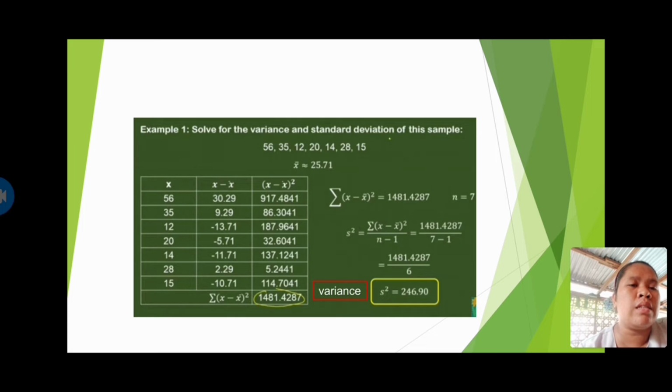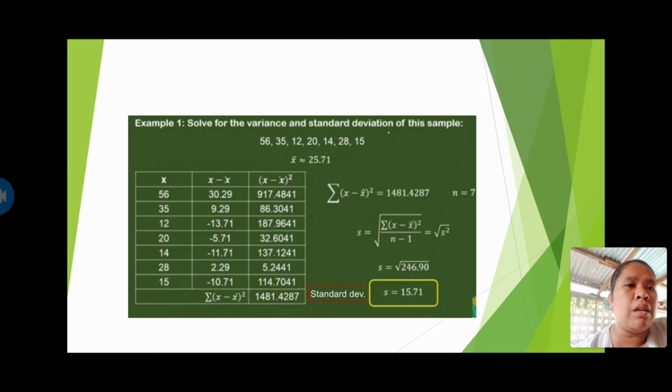Next, by following the formula for the variance, s squared is equal to the summation of x minus x bar squared all over n minus 1. Since our sum is 1,481.4287 divided by 7 minus 1, so 1,481.4287 divided by 6, our variance now is 246.90.